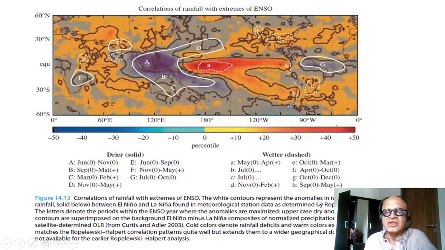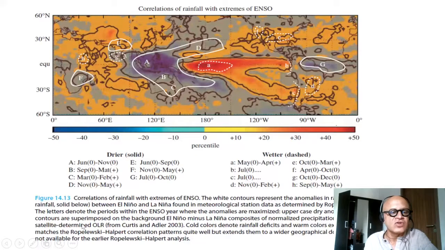White contours represent anomalies in rainfall, dashed above average and solid below average. So above average rainfall and below average rainfall. That's important to remember because not every place gets dry. Rainfall redistribution happens. The letters denote the periods within ENSO years where the anomalies are maximized. Uppercase correspond to dry anomalies and lowercase to wet anomalies. So dry and wetter, and warm and drier. Typically that's how it tends to go.